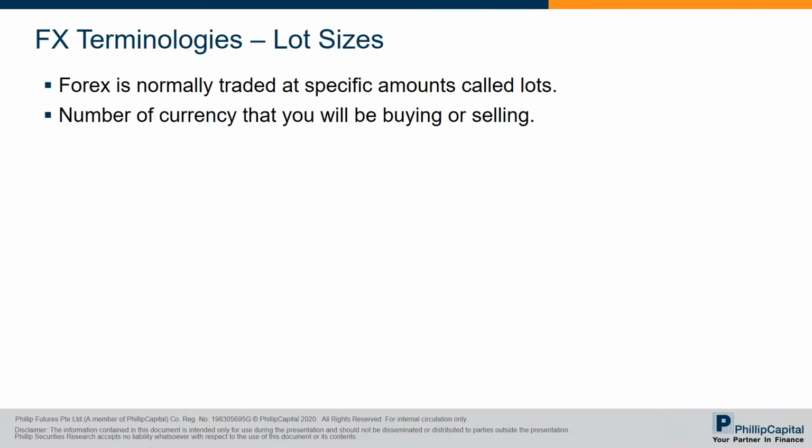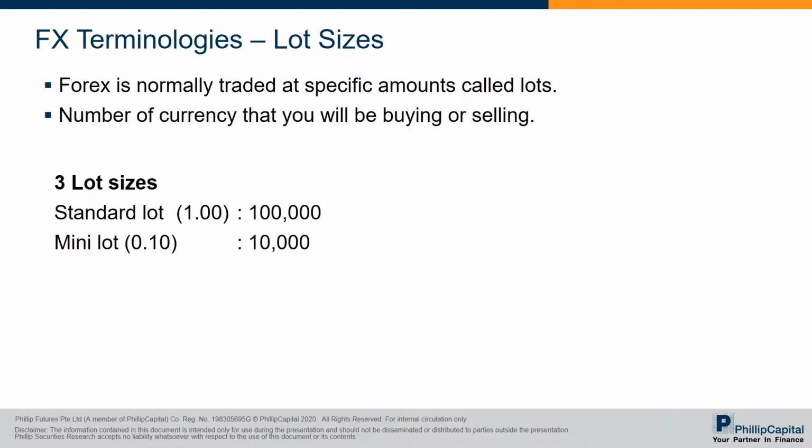So let's talk about lot sizes. What are lot sizes? Forex is normally traded on the standard amount. Specific amounts are called lots. So it actually means the number of currency units that you'll be buying or selling. There are three lot sizes. The first one is a standard lot, which is 100,000. The second lot size is a mini lot, which is only 10,000. The smallest lot size is a micro lot, which is 1,000. So these three different lots allow people with different starting capital to trade. Let's say you're just starting off, you can always start with a micro lot with only a $1,000 notional value.